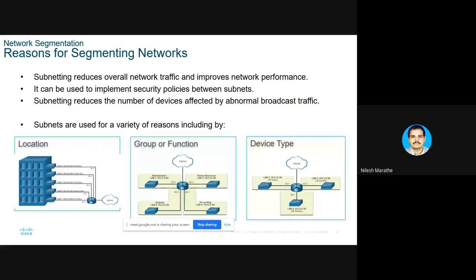Here we can say there are two reasons. One, the location demands segregation, or second, group or function wise. We can differentiate the networks floor wise, or we can have a finance network, administration, students, accounting, like that. Functional wise also we can segregate the network. Here they have given an example of segregation, where you can observe that floor wise they have tried to allocate the IP address range.